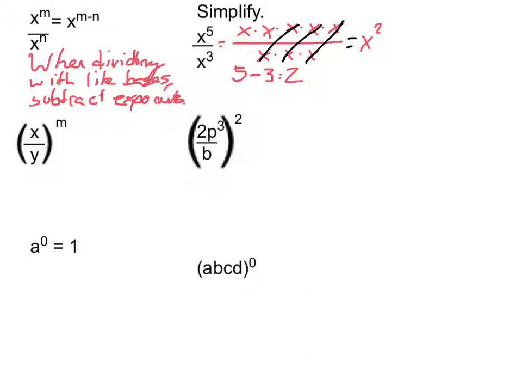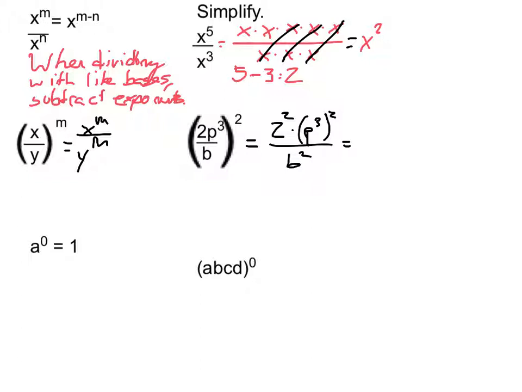Okay? The next one I want to show you, if you look on the left, I am taking x over y, all to the m power, and I'm going to get x to the m over y to the m. I'm going to send the exponent into both things. Same here in the middle one. I'm going to send the exponent into all the parts in here. So I'm going to do 2 squared times p to the third squared over b squared.